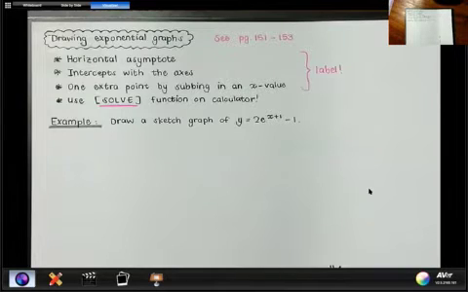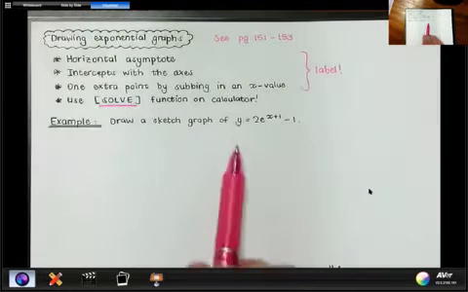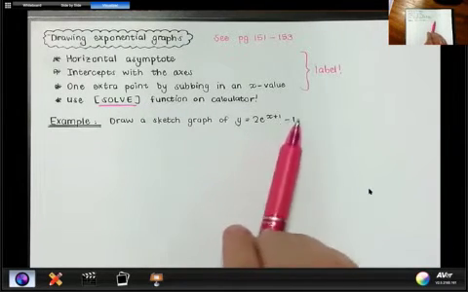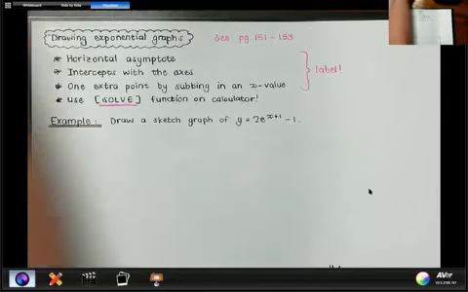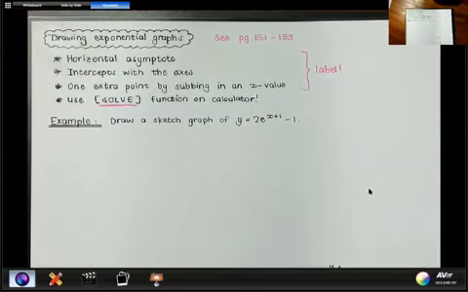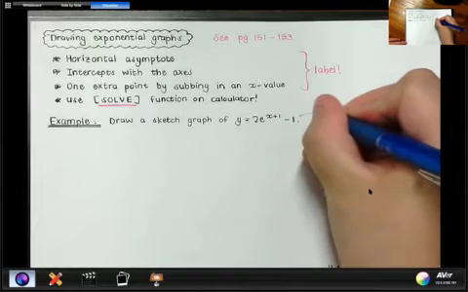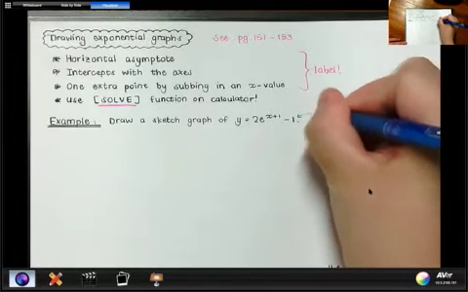Okay, so let's see. We're going to do this one. Draw a sketch graph of y equals 2e to the x plus 1 minus 1. Right, now before we even start, I just want us to write down what these shifts actually are going to be. So this is going to be 1 down.